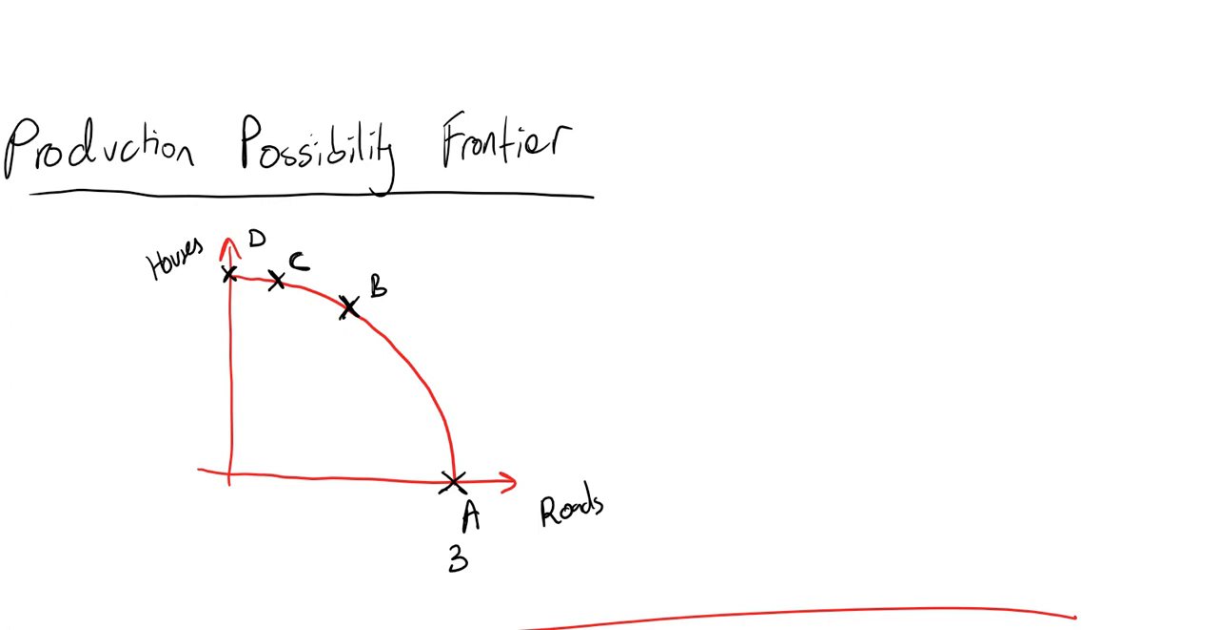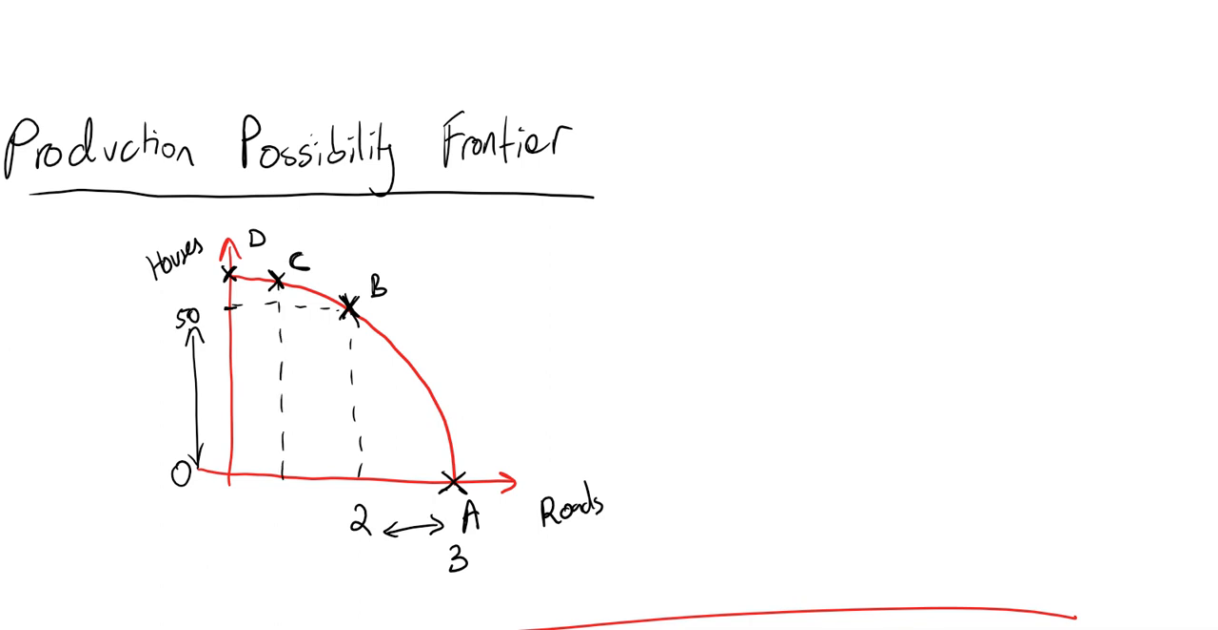Now what happens when we move from point A to point B? So what's basically happening is that the company is now allocating some resources towards producing houses. So at point A we had 0 houses being produced. Now at point B, say we have 50 houses that are being produced. But in order to produce these houses, we had to lose a single road. So now we're only able to produce 2 roads instead of 3. So you can see that there exists a trade-off. In order to gain these 50 houses, the company had to lose out on a single road.